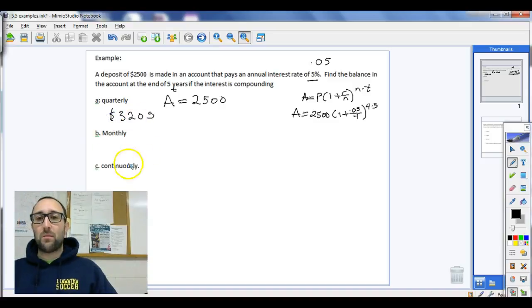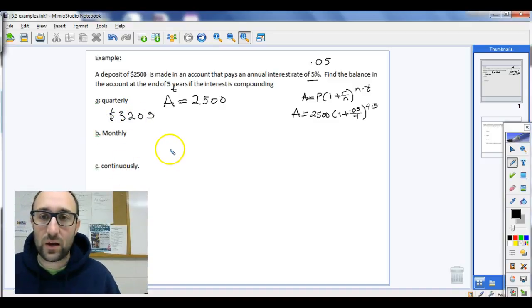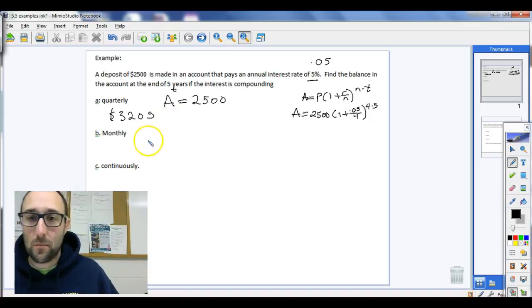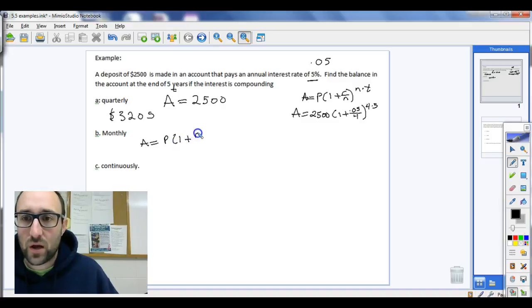Okay, so I'm going to set up monthly, I'm going to set up continuously, and then we can go ahead and get the answer. So the monthly is going to be very similar. A equals P parentheses 1 plus r, I'm not going to do that whole thing again, I'm not going to do r over n.